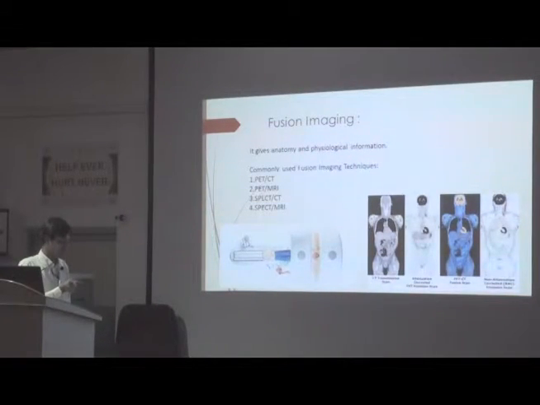Fusion imaging. In PET or SPECT, we get only functional imaging, but by using the hybrid fusion imaging technique, we can get both anatomy and physiological information. So these are the commonly used fusion imaging techniques: PET-CT and PET-MRI. We can see the change in fusion imaging. We can get both functional and anatomy information.